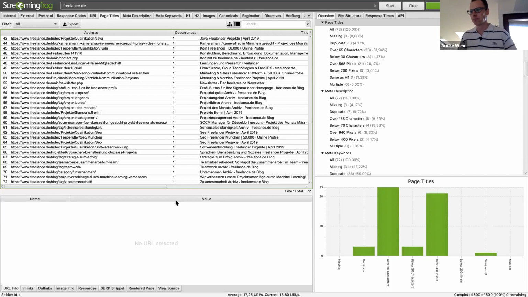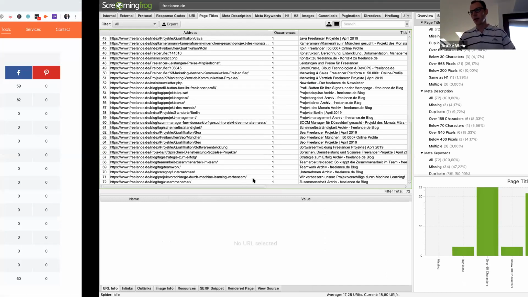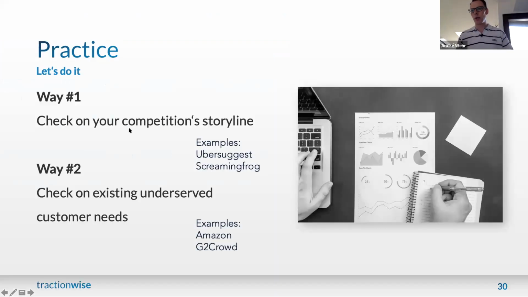Okay, so these are two ways. Way one, check on the storyline, get an idea of what story you could define besides that, and check on the underserved needs. That could be done with reviews like on Amazon, G2 Crowd, Trustpilot, and also other review platforms.